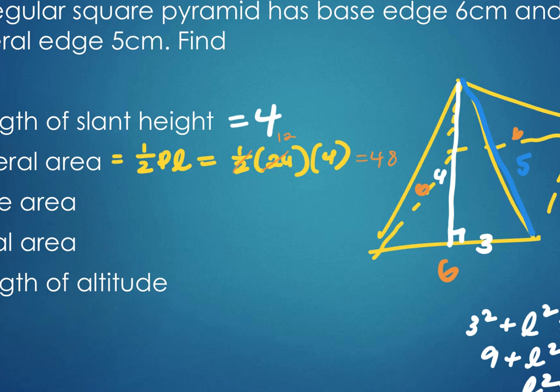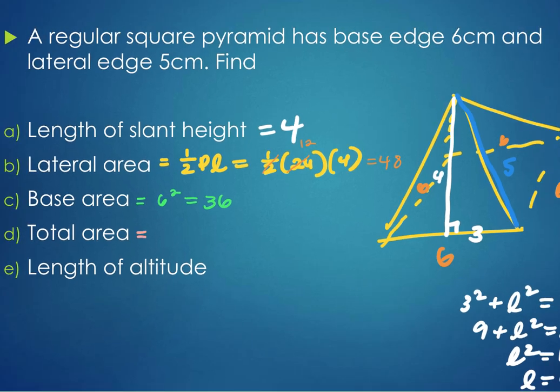The base area, how do I find the area of the base? What is the shape of my base? Good. It's a square, so it'd be 6 squared, or 36. The total area, I could take the lateral area and I could add the base area to it. That's one way, right? Just add them up. My formula is B plus the lateral area, or B plus 1/2 PL.